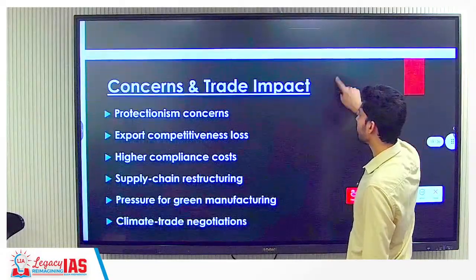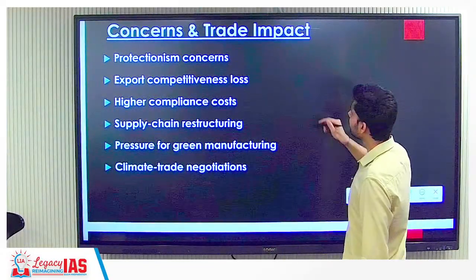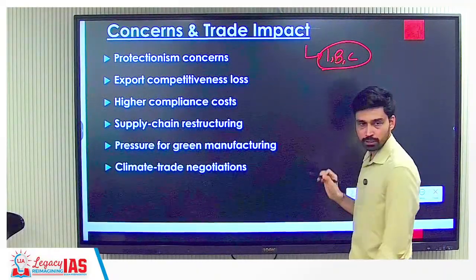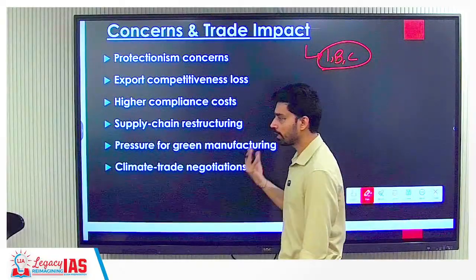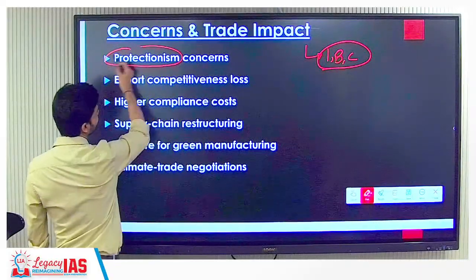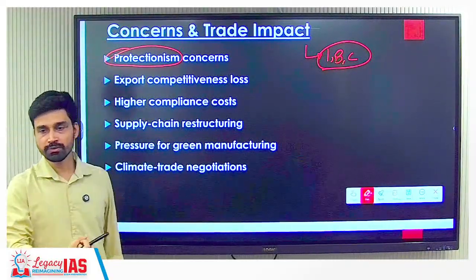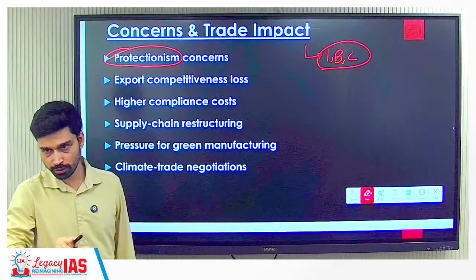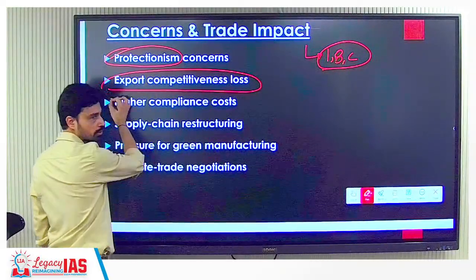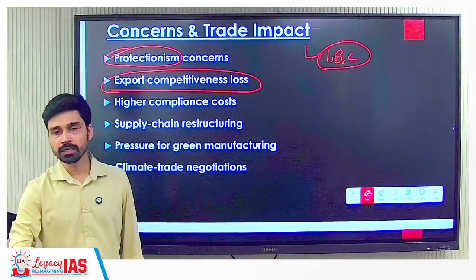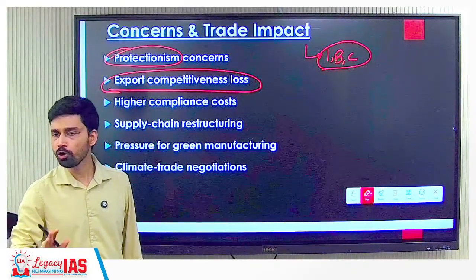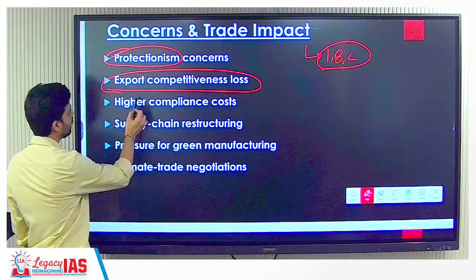Now the question is, what are the concerns and trade impact? Three countries have raised objections: India, Brazil and China, because they were exporting a lot of such material to the European Union. They feel that it is an example of which measure? Protectionism. Protectionism means when a country is promoting its own domestic industry compared to other industries. Export competitiveness will be lost, because we were able to produce materials at cheaper prices, we were not fulfilling the emission norms, and we were not focused on the use or non-use of fossil fuels. That also will be lost. Higher compliance cost.